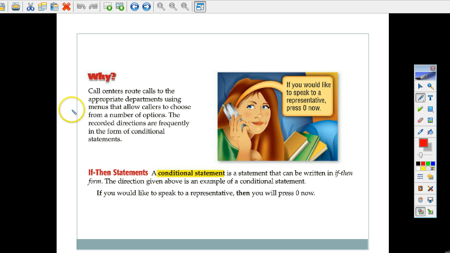So if-then statements. A conditional statement is a statement that can be written in if-then form. The direction given above is an example of a conditional statement. If you would like to speak to a representative, then you will press 0 now.